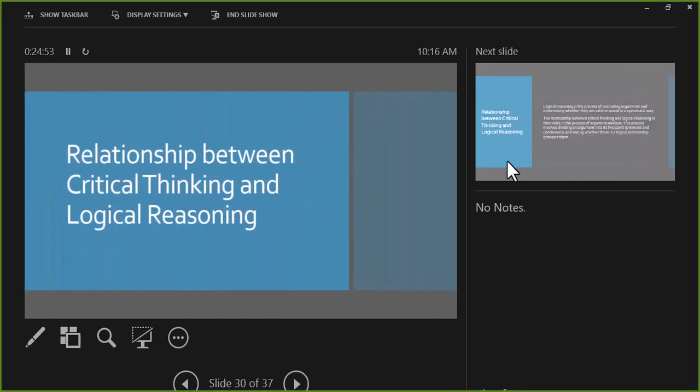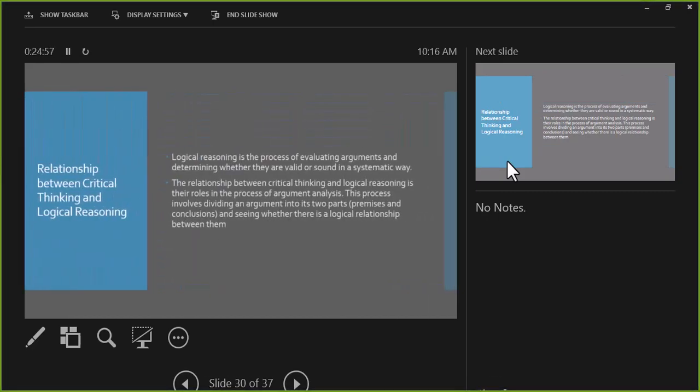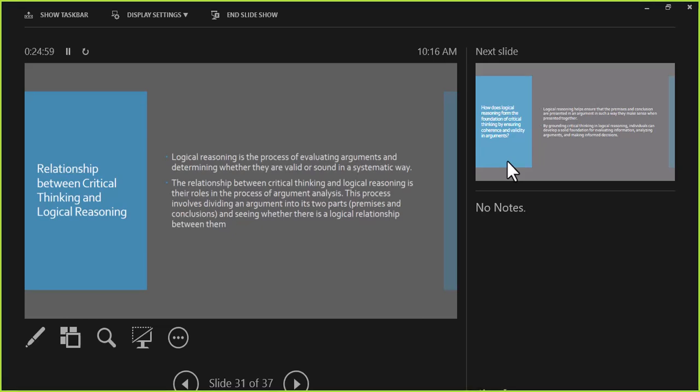Then there is the relationship between critical thinking and logical reasoning. When we talk about logical reasoning, it is simply the process of evaluating arguments in our day-to-day lives and determining whether those arguments are valid or invalid, sound or not, whether their structures are good enough, and so on. The relationship between critical thinking and logical reasoning is very simple. It's just to analyze the arguments that we use in our day-to-day lives.